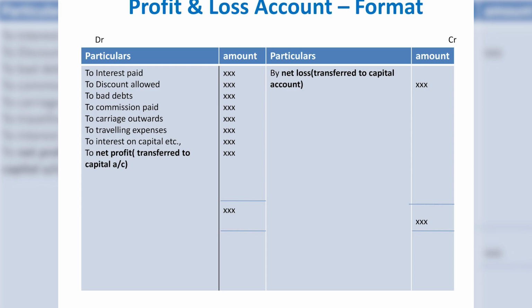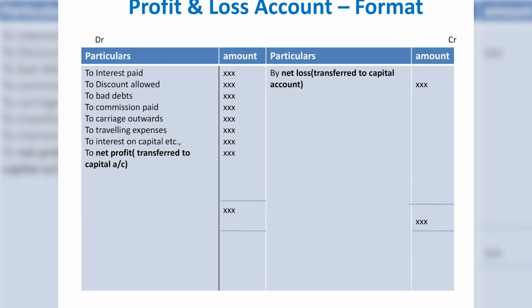Under the credit side, usually the incomes are recorded. Incomes means recurring incomes are recorded. A few examples are: by rent received during the year, by commission received, by discount received, by bad debts recovered. If you received any bad debts which were written off during the previous year, it automatically becomes income. And the last one is by interest received.